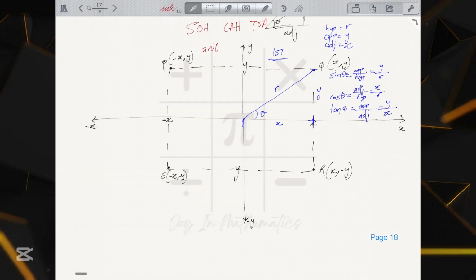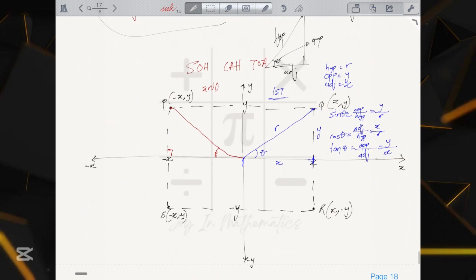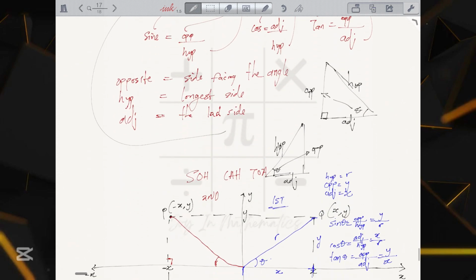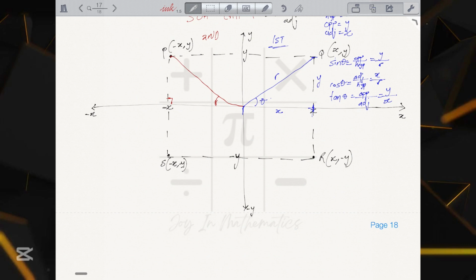Say a point P going to the origin. Remember, it is a right angle triangle, and this time, what is the acute angle representing points for the second quadrant? We go back to our summary, and we will understand that the acute angle for the second quadrant is 180 minus theta. 180 minus theta. So let's do that. So we call this 180 minus theta.